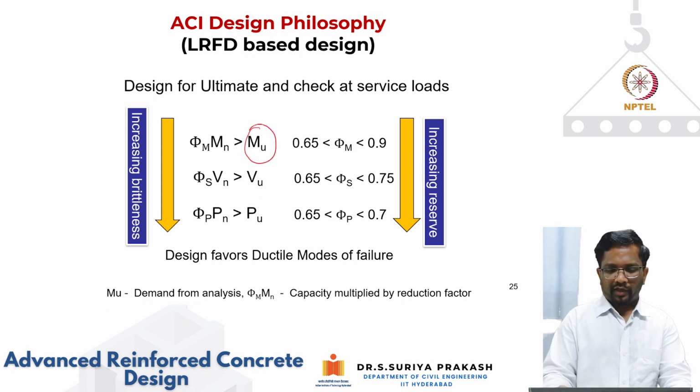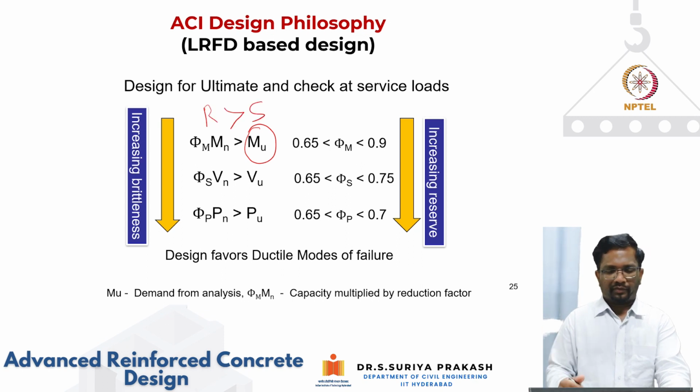This is what I talked about. This is your demand and this is the resistance. Of course, the resistance has to be greater than your load effect. That is what we talked about. Now, the resistance is reduced by a factor called strength reduction factor. Okay. Now, you see the strength reduction factor for bending varies from 0.65 to 0.9. Similarly, for shear, it varies from 0.65 to 0.75. For axial, it varies from 0.65 to 0.7.